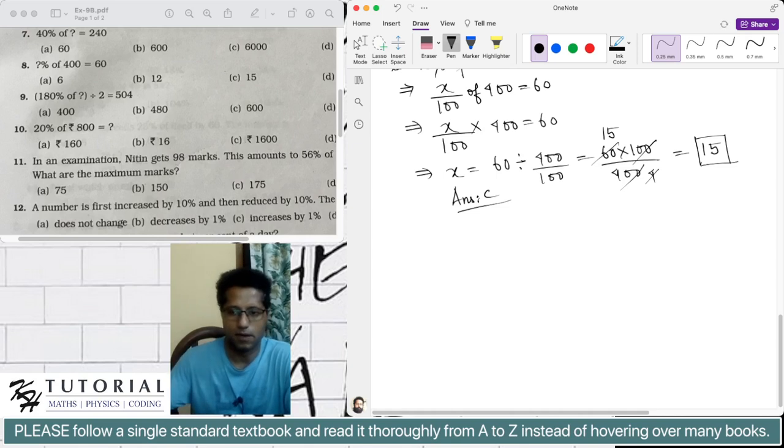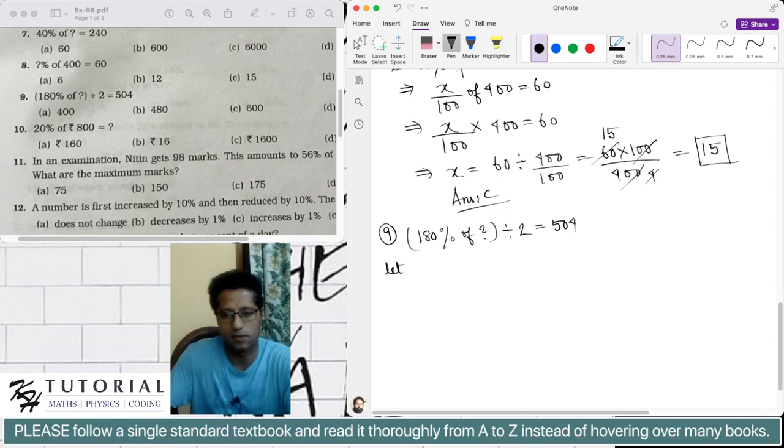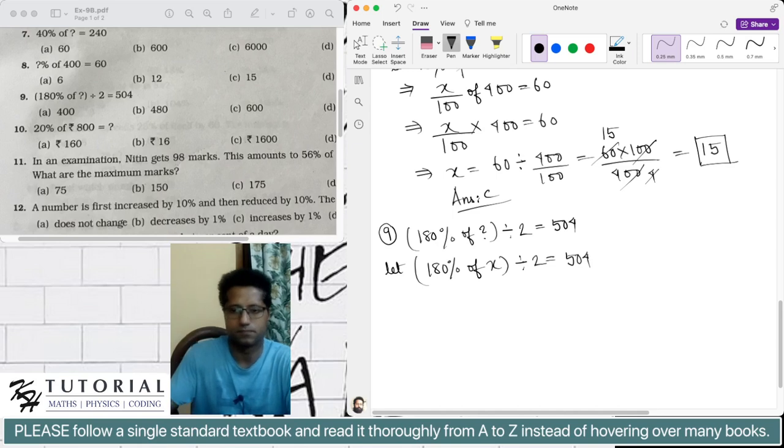Let's do problem number 9. So we have to find again a missing number. It is given 180 percentage of question mark divided by 2 is equal to 504. So we have to find the question mark. Let that question mark be x, that is, let 180 percentage of x divided by 2 be equal to 504.